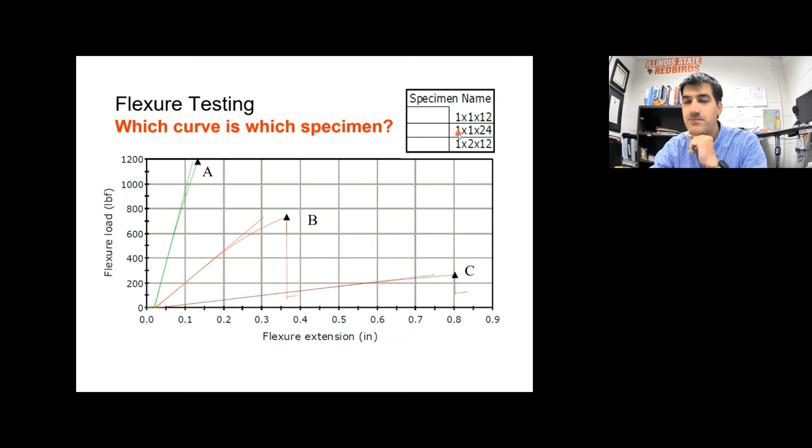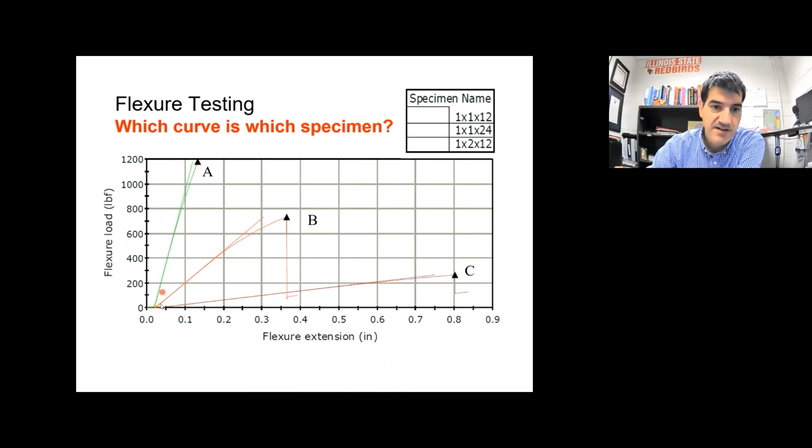This has a base of 1 inch, or width of 1 inch, a height of 1 inch, and a span of 24 inches. This one has a base of 1 inch, a height of 2 inches, and a span or length of 12 inches. All right. So look at these curves right here.